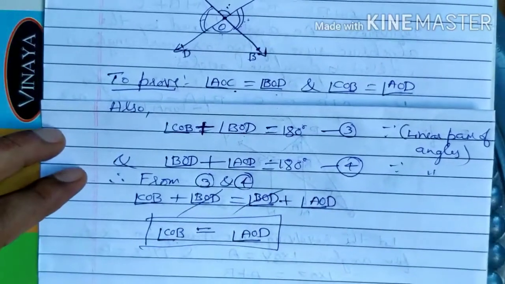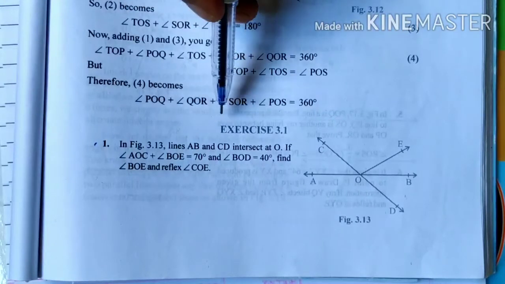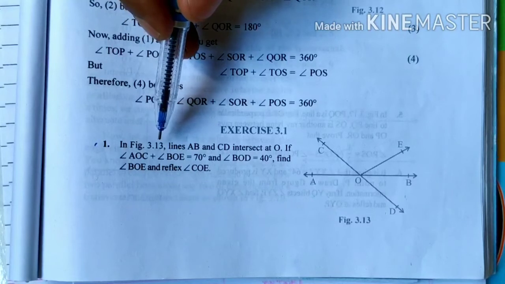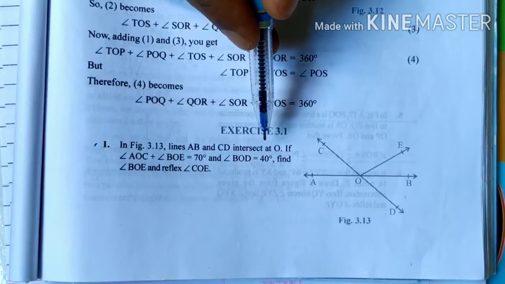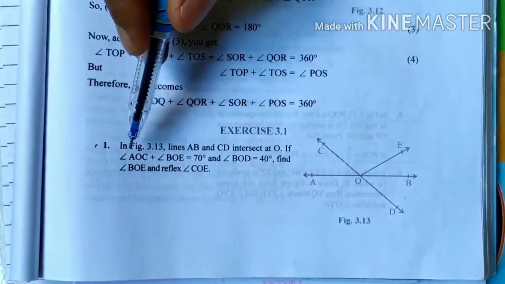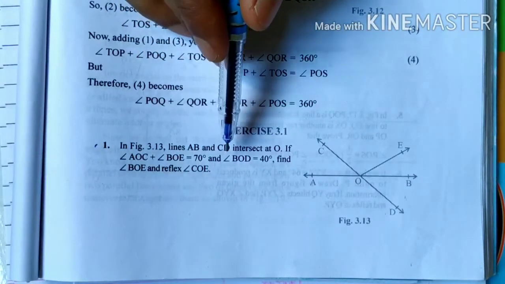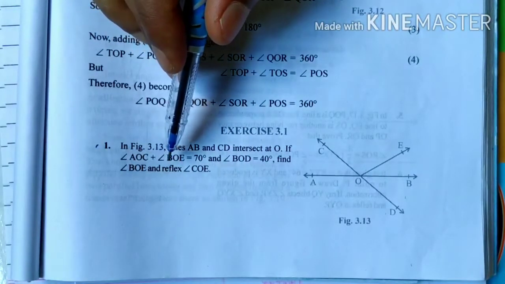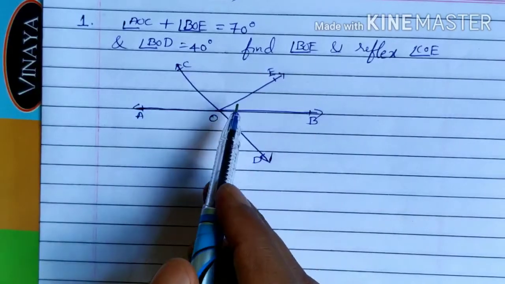So that is an important theorem. We shall discuss the next problem, exercise 3.1. In the first one, in figure 3.13, lines AB and CD intersect at O. A figure is given here. If angle AOC plus angle BOE is equal to 70 degrees and angle BOD is equal to 40 degrees, find angle BOE and reflex angle COE. This is the given question.